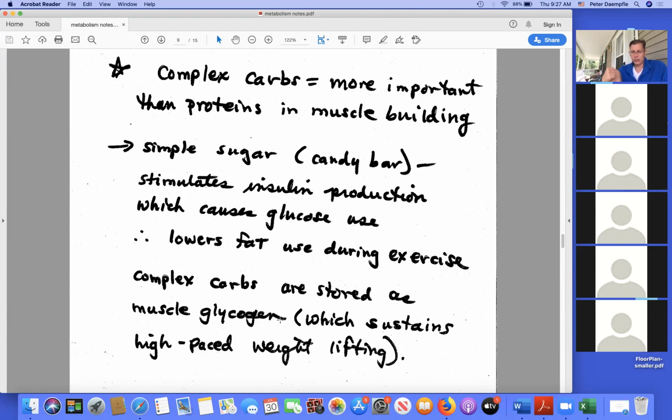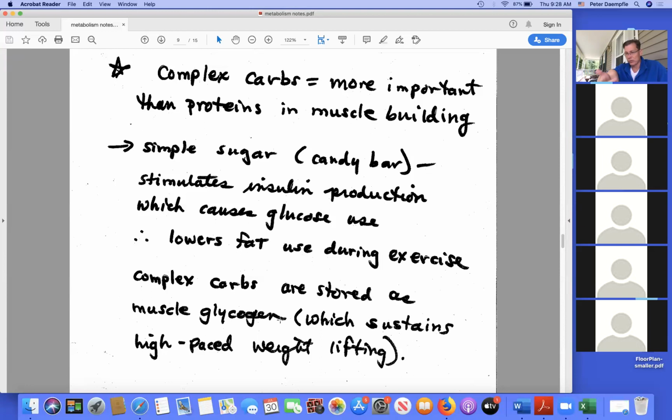As a result, when you exercise and you eat a lot of those simple sugars, you lower your fat use because you're not tapping into your fat reserves. You're just using the high energy product that you ate, like the candy bar. Therefore, we say that you should eat more complex carbohydrates, that is, more polysaccharides, right? Which is like brown rice, wheat bread, not white bread.